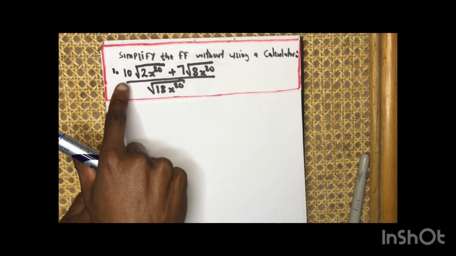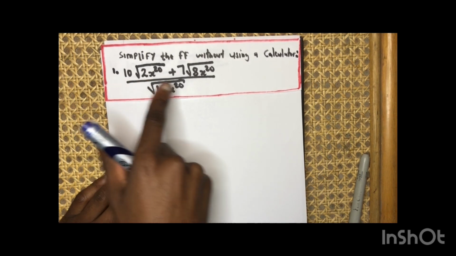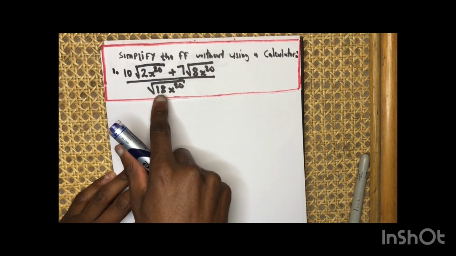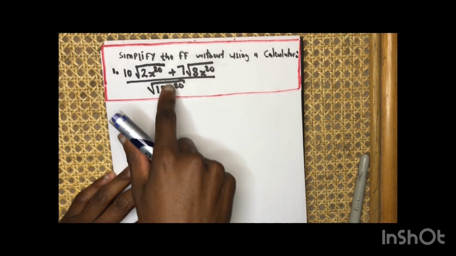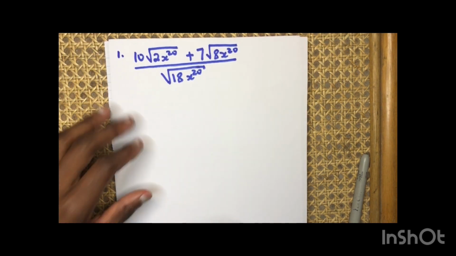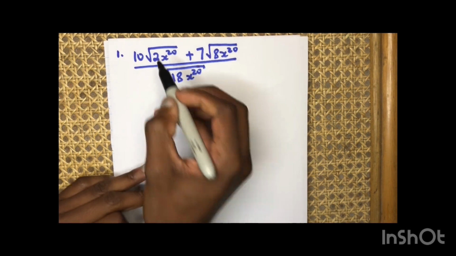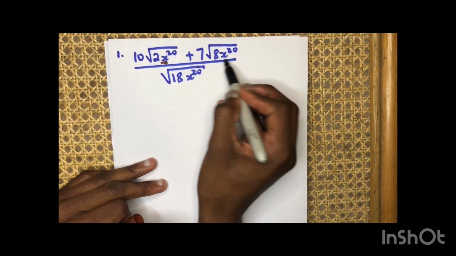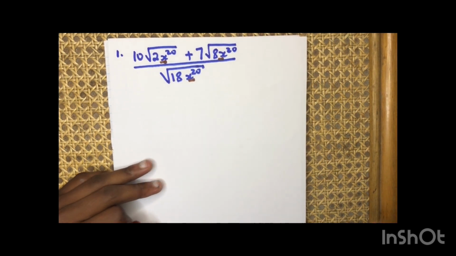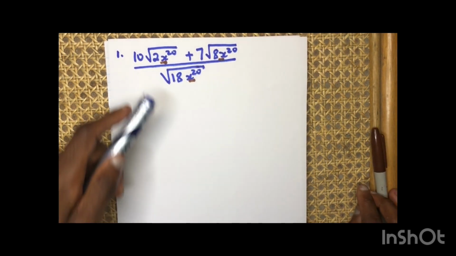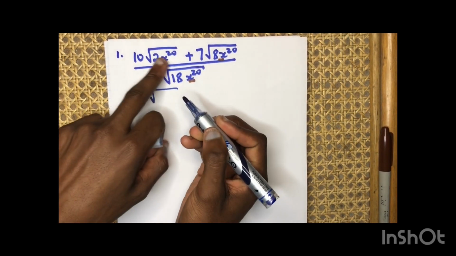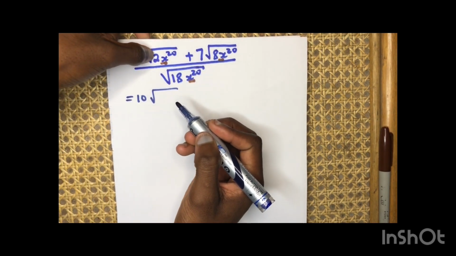So we're given here 10 root 2x to the power 20 plus 7 root 8 to the power 20, all over 18 root 18 to the power 20. So if you notice, guys, I hope you notice something here. Inside the root we have x to the power 20, x to the power 20, x to the power 20. So I'm going to try to make them common. So we can see that here I have 10 root. So I'm going to keep this one as it is because 2 is already a prime number.